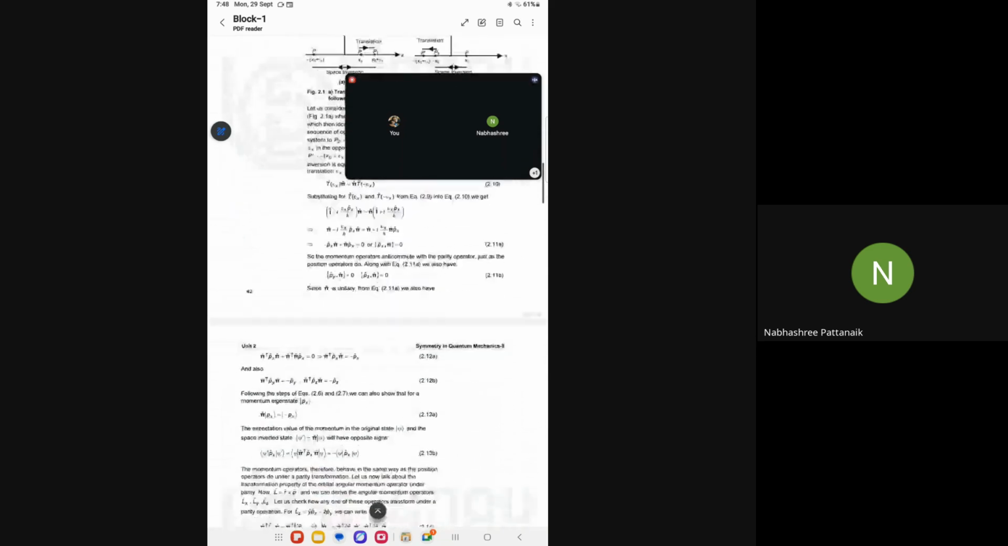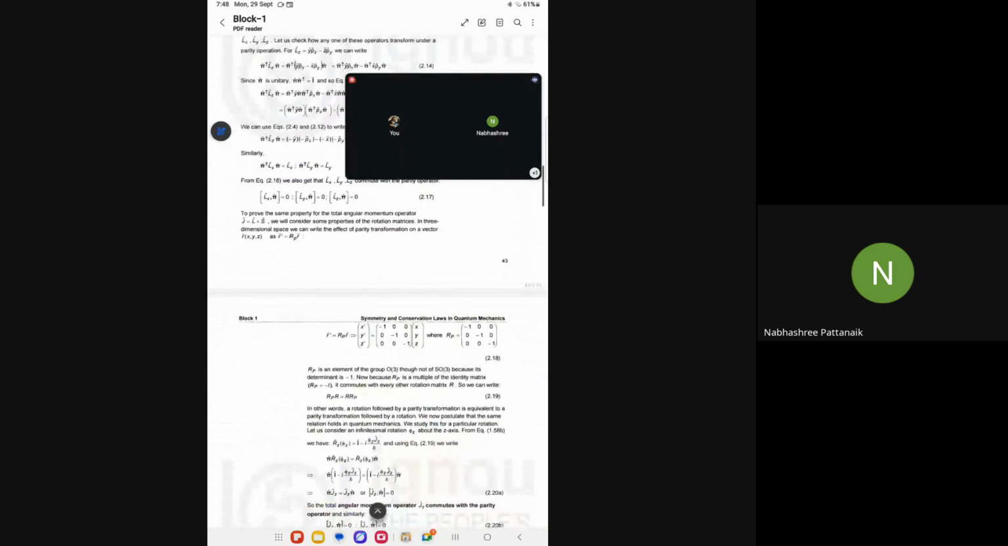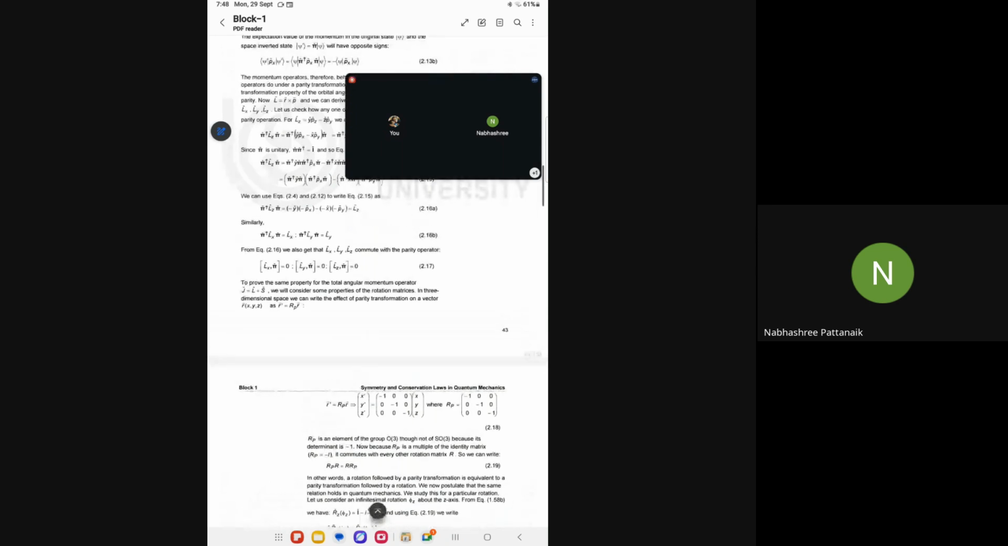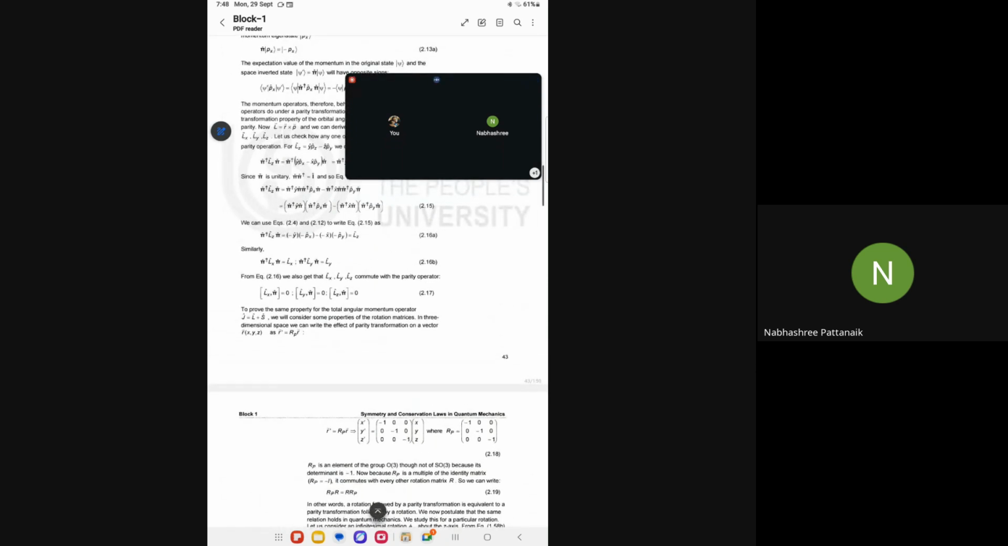Sir, here the RP that is given, this RP is considered as an identity matrix. No, what is given as RP? What is written for RP? So in three dimensional space, the parity transformation is considered as a vector form, r prime equals RP times r. What we wrote, x, y, z will go to minus x, minus y, minus z, right?